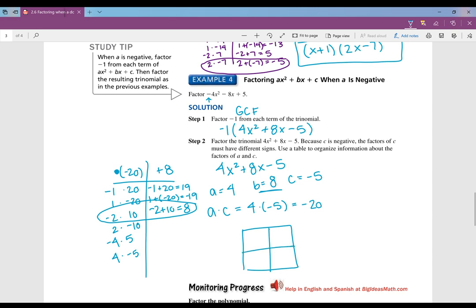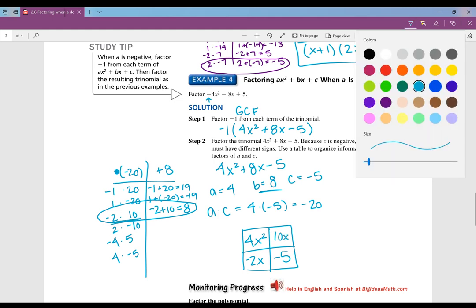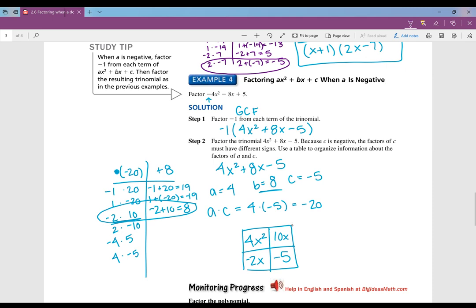So let's draw our box. Our A term goes in the first box, C in the last box, and then we're going to split B up to be negative 2x and 10x, right, from those two numbers that we found. And now we just need to find our side lengths. So if we look between 4x squared and 10x, what do those have in common? Well, they both have a 2x, right? 2 can go into 4 and 10, and they both have x's.